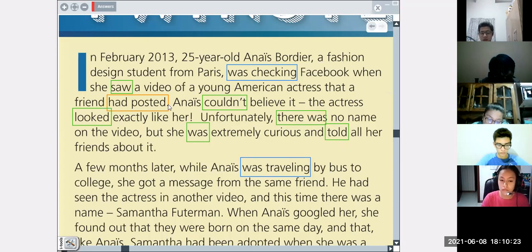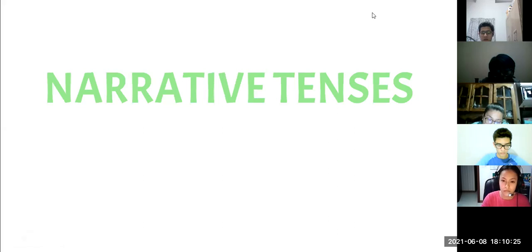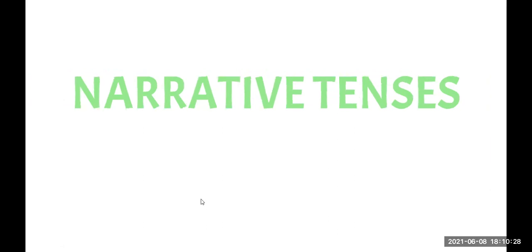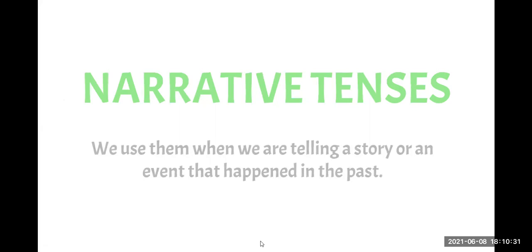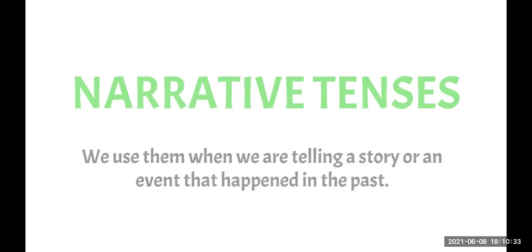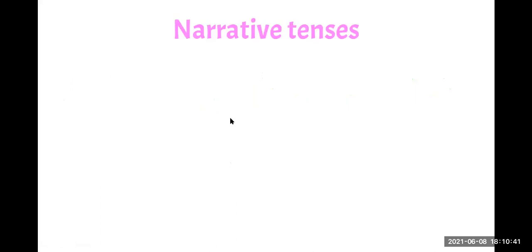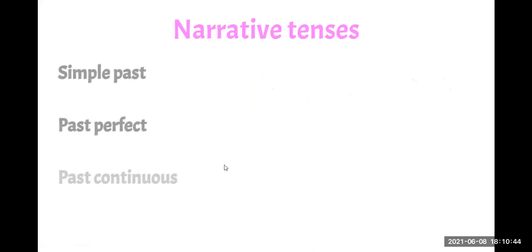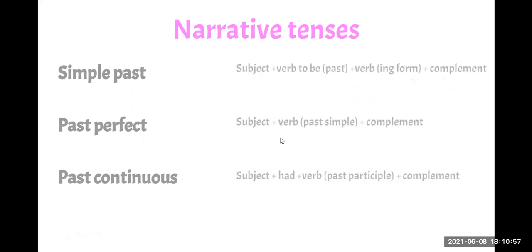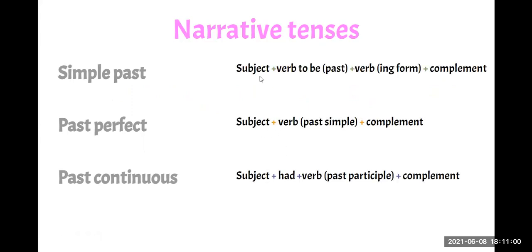So these are called narrative tenses. We use narrative tenses when we are telling a story or an event that happened in the past. And we have these three narrative tenses in the text: simple past, past perfect, past continuous. Of course, we have more narrative tenses, but today we are going to learn these three. And here we have the structures that we normally use in these tenses.